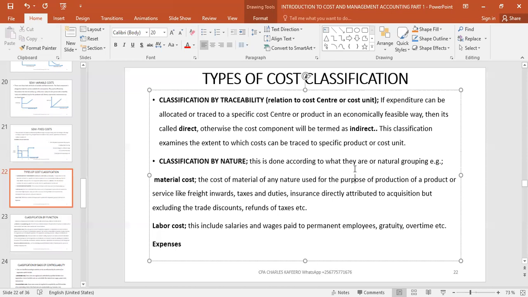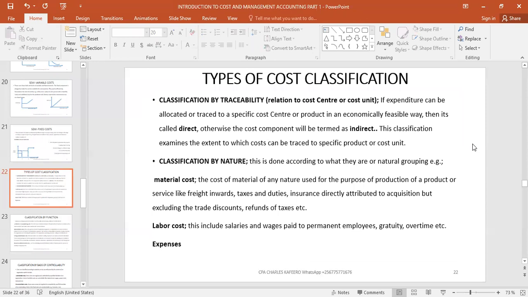We shall see how we can get their actual costs. This classification examines the extent to which costs can be traced to a specific product or cost unit. That is classification by traceability. We are trying to find out how we can trace a certain cost we've incurred on the output we've produced.